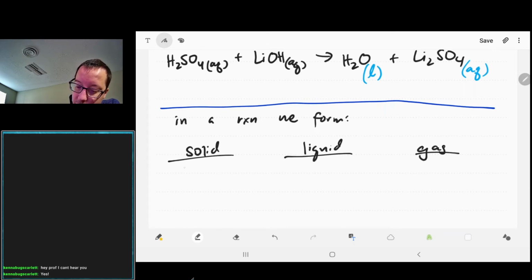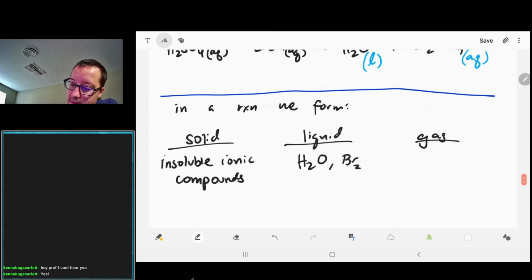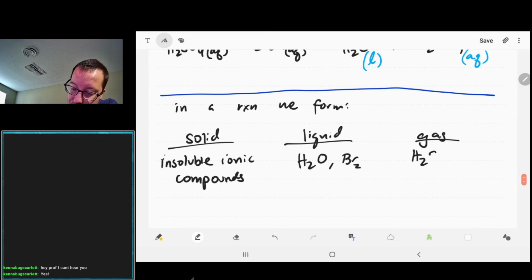All right, if we have insoluble ionic compounds, or when we're going to form solids, we need to use the solubility rules. If we're going to form a liquid, that's just going to be water or bromine. If it's a gas, we have the option of hydrogen sulfide.